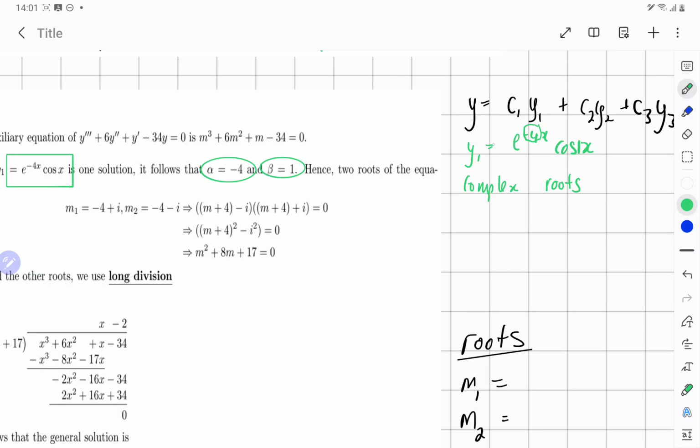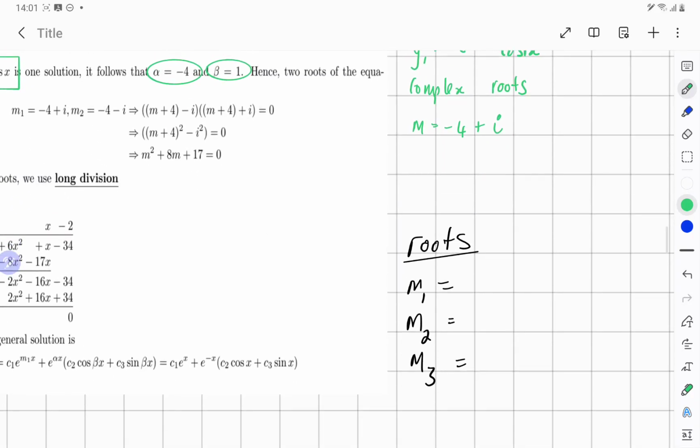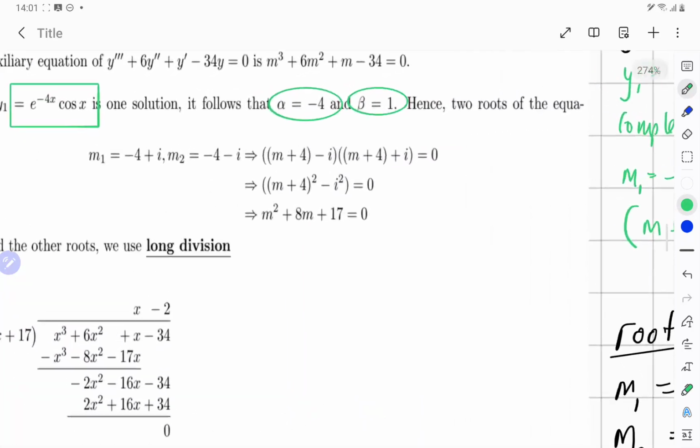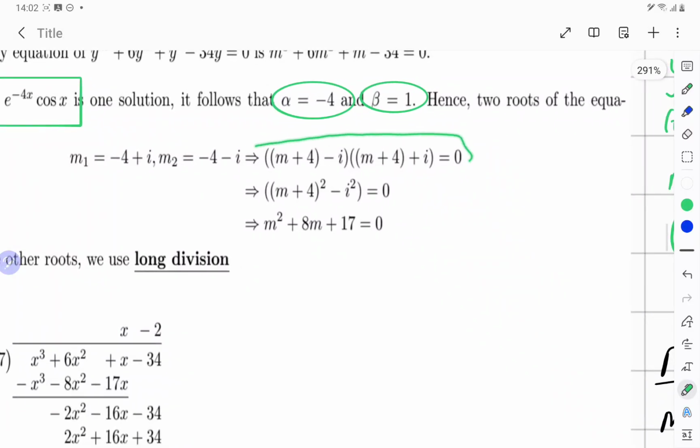So we're going to have our factor m plus 4 minus i. But remember, our roots will be in conjugate pairs. So we will also have m plus 4 plus i. The next step, I took them across: m plus 4 minus i is 0, m plus 4 plus i is 0. That's my next step. And then I'm going to multiply the two brackets together.